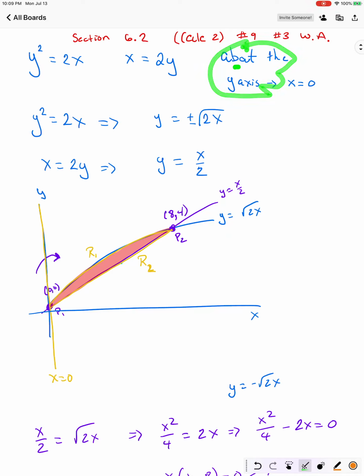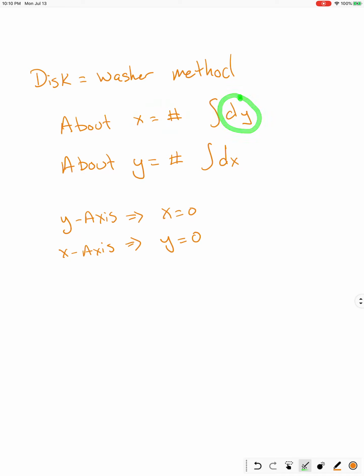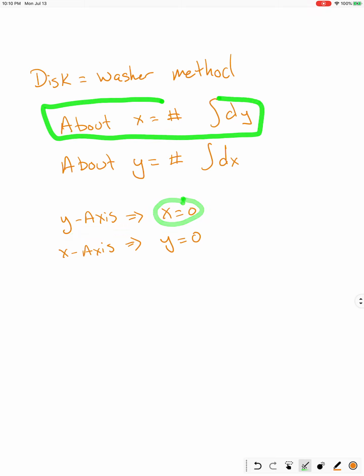Now the first thing I like to do, when I'm told about the y-axis, is write it in terms of how we think about it on the graph, as x equals 0. The reason is, when I'm using the disk method, sometimes called the washer method, I always remember that if I'm rotating about x equals a number, then I want to integrate with respect to y. If I'm doing about y equals a number, then I integrate with respect to x. It's always the opposite. So the y-axis is really x equals 0, so I'm going to use this first one.